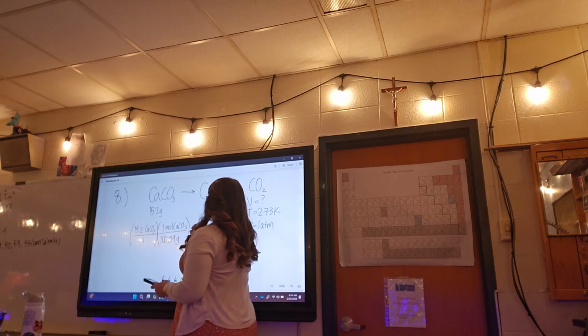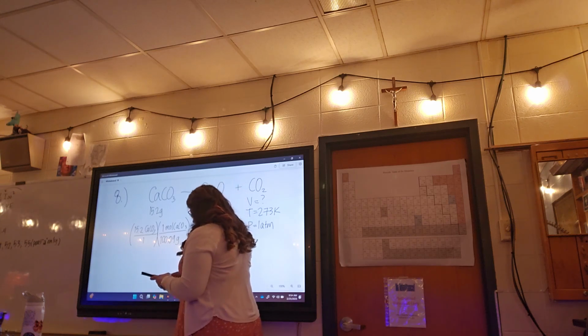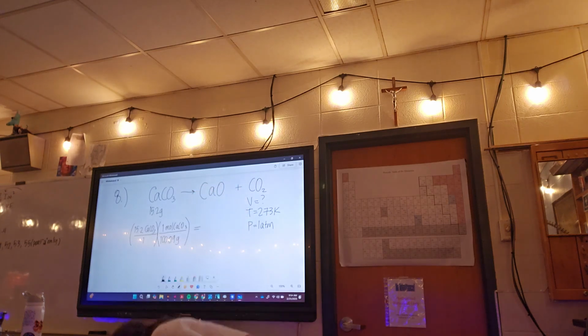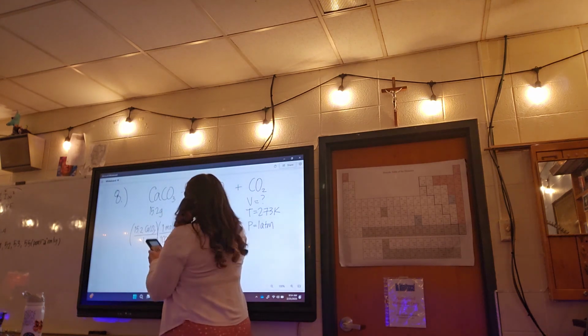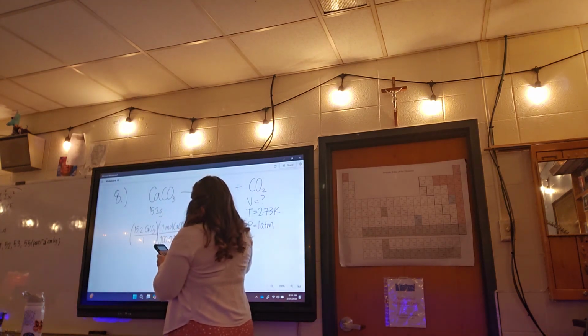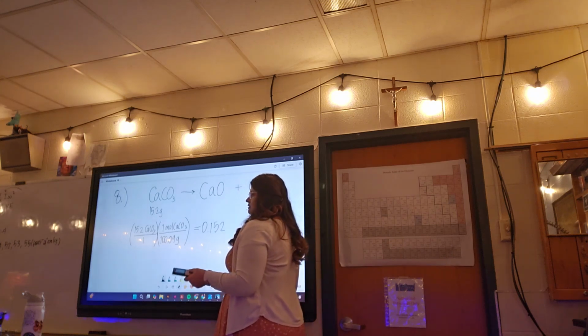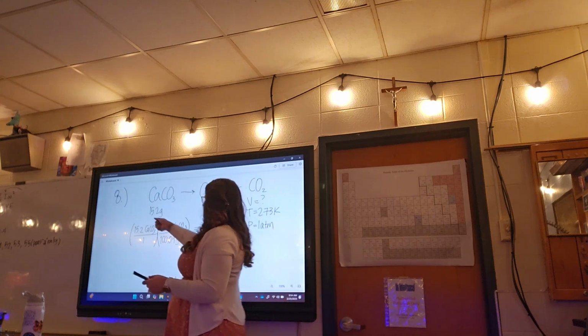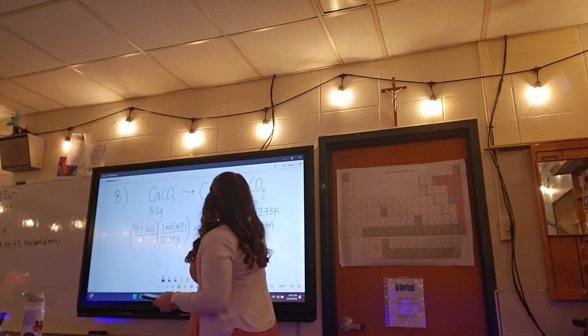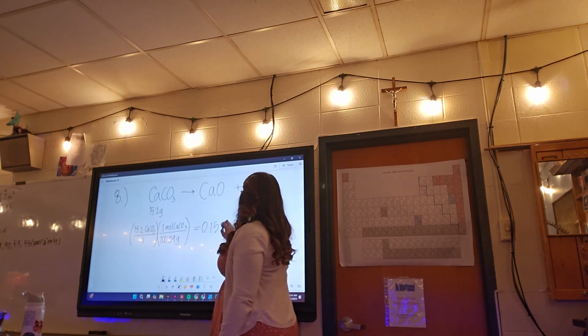Okay, so I guess I will not show you both steps in one, but you could just keep going. Okay, so 15.2 divided by 100.09 is... I need 3 significant figures. What's my unit here? Moles of CO2.